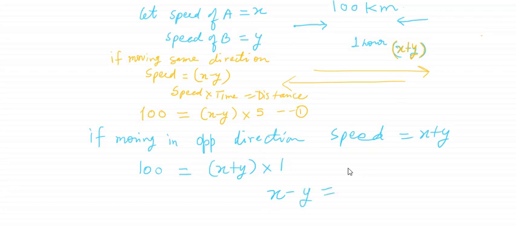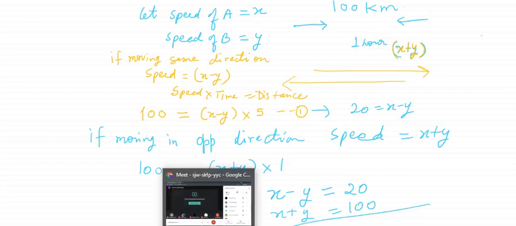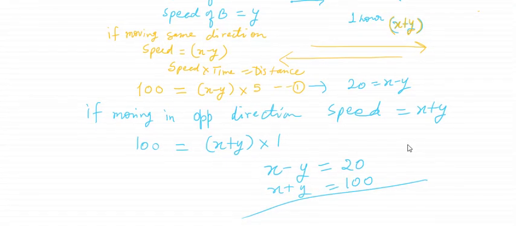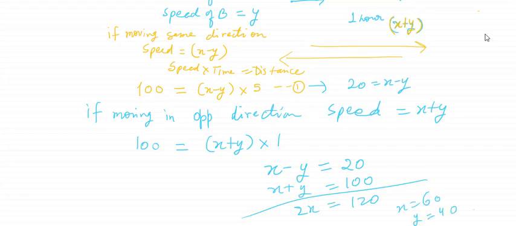So x minus y you will get as 20. If you simplify this, you will get 20 equals x minus y. And the next equation is x plus y equals 100. So you can simplify and you will get the answer. So 2x will be 120 and x will be 60. So y will come out 40.